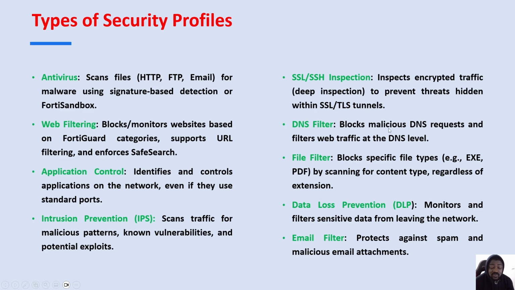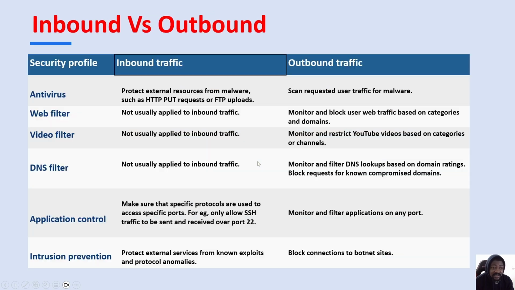We also have DNS filtering, and file filtering, as we said, to block some file extensions, exe, PDF, and so on. DLP, data loss prevention, to monitor and filter sensitive data from leaving your network. And we also have email filter. So these are some common types of security profiles that are available on FortiGate devices. We'll see more details about this in the practical section.